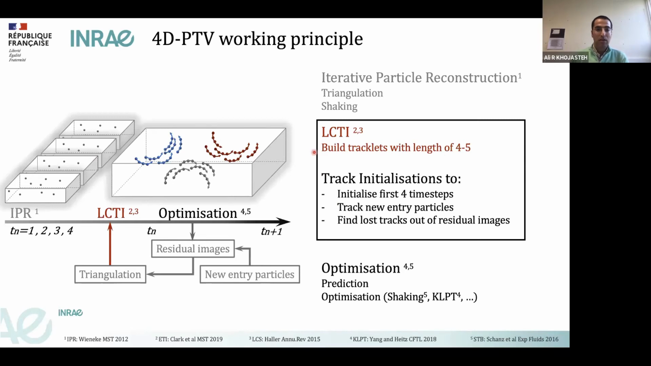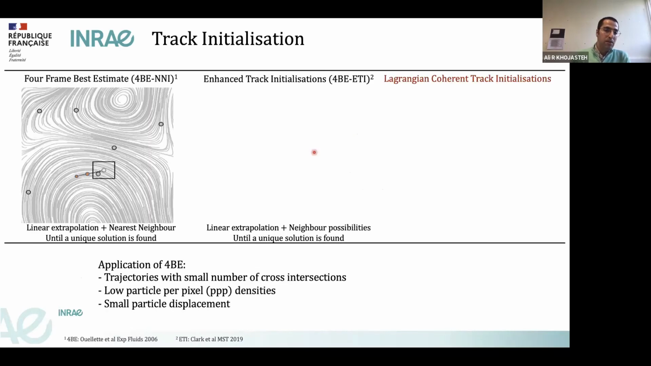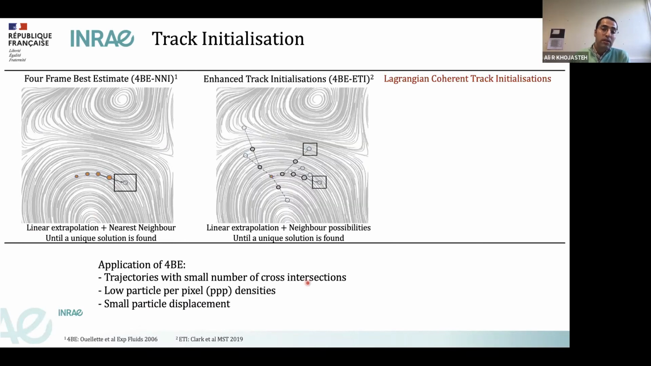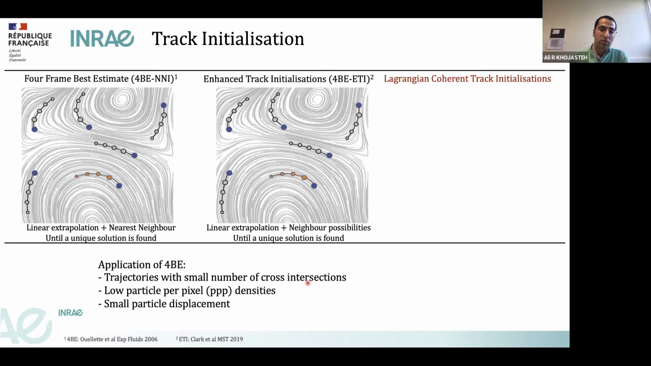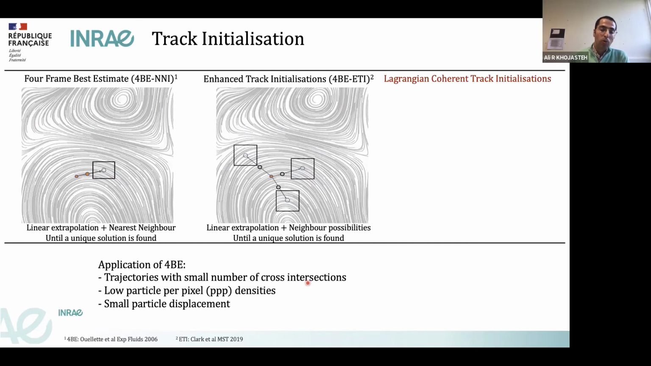In terms of track initialization, we have a very basic technique, the 4-frame best estimate nearest neighbor. You try to look for possible tracks in 4 frames by nearest neighbor. It works in low densities when you have very little intersection, but it doesn't work very well when you have complexities. There's another technique, 4-frame best estimate enhanced track initialization. This one works on all the possibilities around your particle and tries to find a unique solution. It was introduced in 2019, I guess. This method works better than nearest neighbor, but you still have problems when you have complexities.